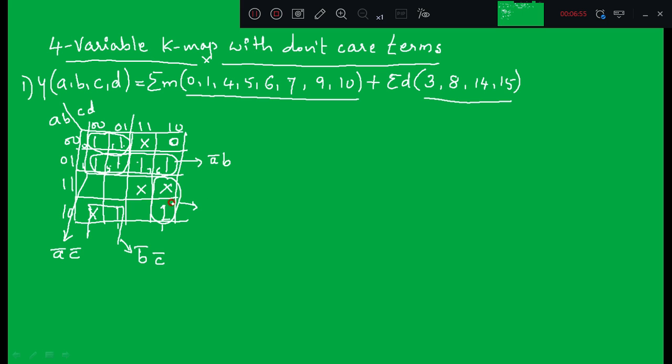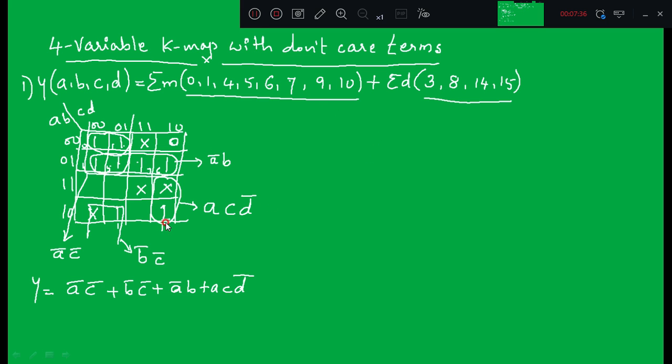Since you are grouping 2 cells, only one variable gets eliminated. So what is that variable? It is B, right? So the expression for this grouping is A, C and D bar, right? So there are 4 groups possible, and you can cover all ones, all min terms with 4 groups. So what is the final expression? You combine all these terms and write one expression: A bar C bar, B bar C bar plus A bar B plus AC D bar. So this is the final expression you're going to get for the given function.